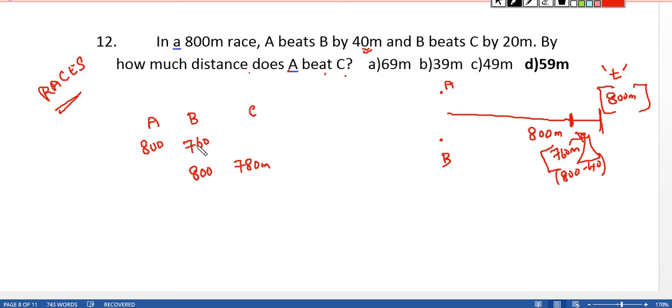In order to do that calculation, we should find out: when A is able to travel 800, B is able to travel only 760. So when B travels 760 meters, how much does C travel? That is what we need to find out. If in 800 meters C travels 780 meters, then if B travels 760 meters, how many meters does C travel?